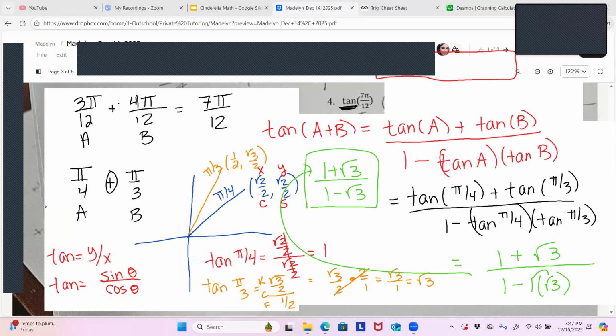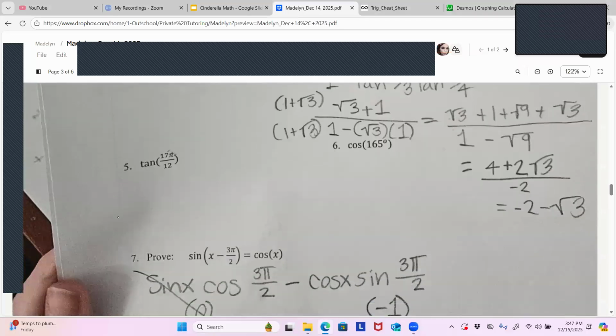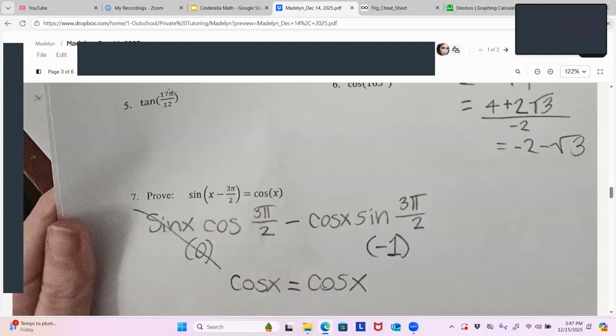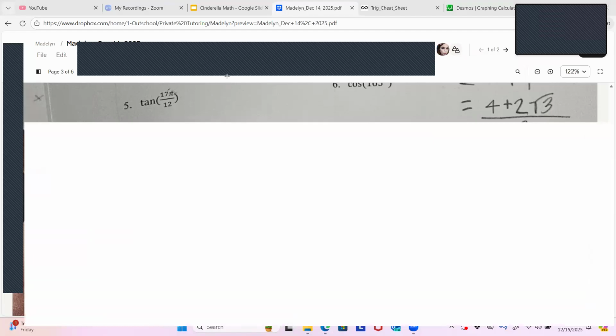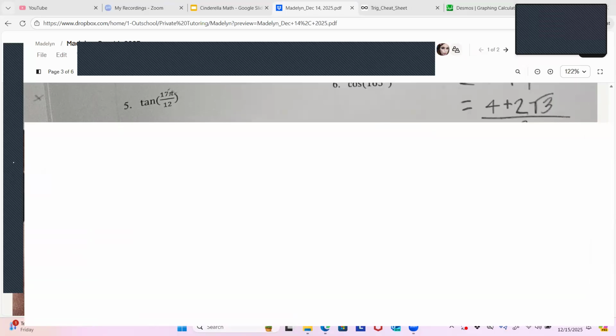Okay. Coming to number 5, another tan, okay. 17 pi over 12. Oof, okay, so we need to either find two things that, oh, let me not cover up the top because that's where our formula will be. We need to find two things that will either add to that or subtract to that, because if you look at your unit circle, 17/12 is not on there.